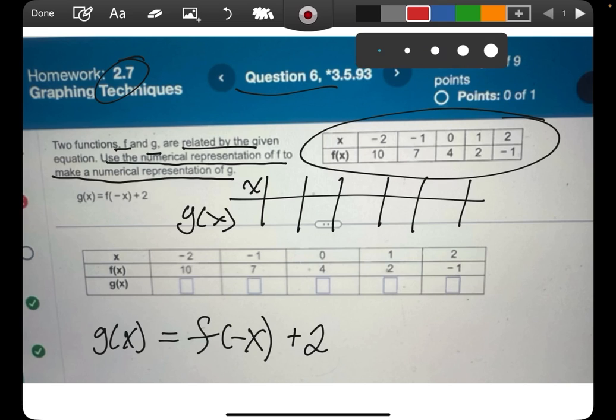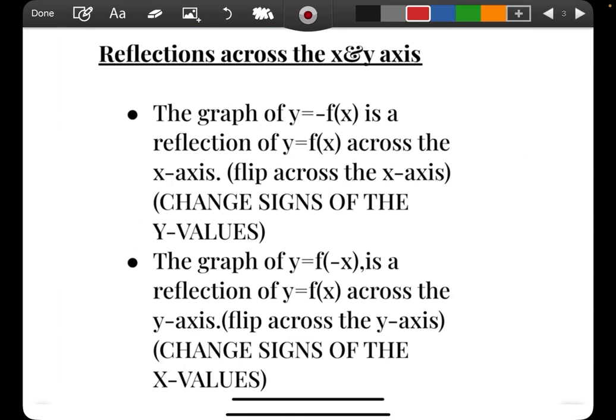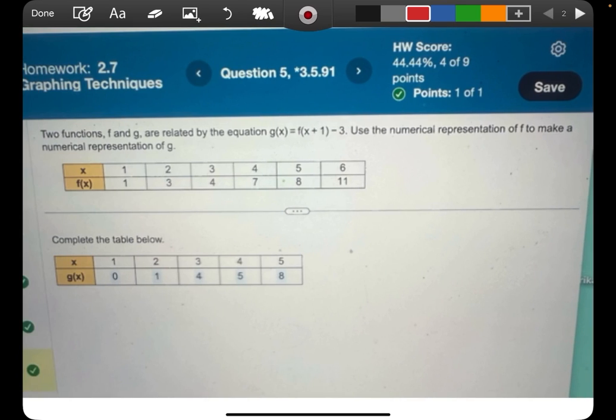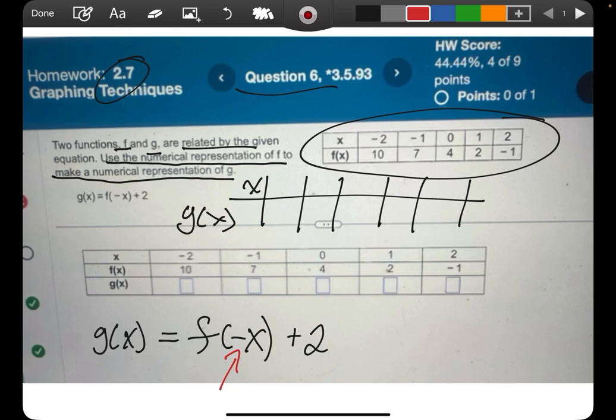The first thing I want y'all to notice is that we have a negative on the inside of our x. So I'm going to come back to my notes, and when we have a negative on the inside of the x, what we're going to do is change the signs of our x values. So I'm going to change these signs right here. That's going to become a positive 2, a positive 1, a 0, a negative 1, and a negative 2. So that's the first step.